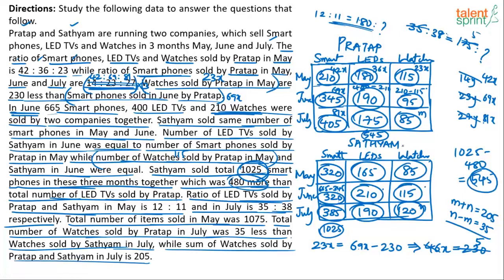You getting it? So 85 plus 120 is 205. 120 minus 85 is 35. Done. So the table is done. We have got all the 18 values here. Now that the table is done, you can answer the questions very easily. Right?